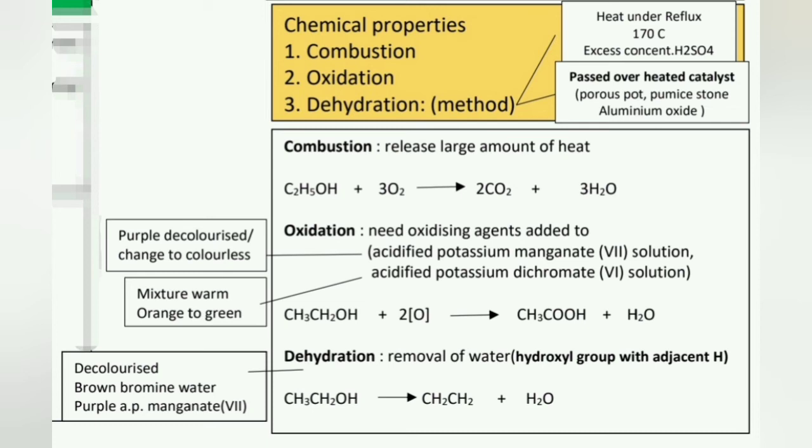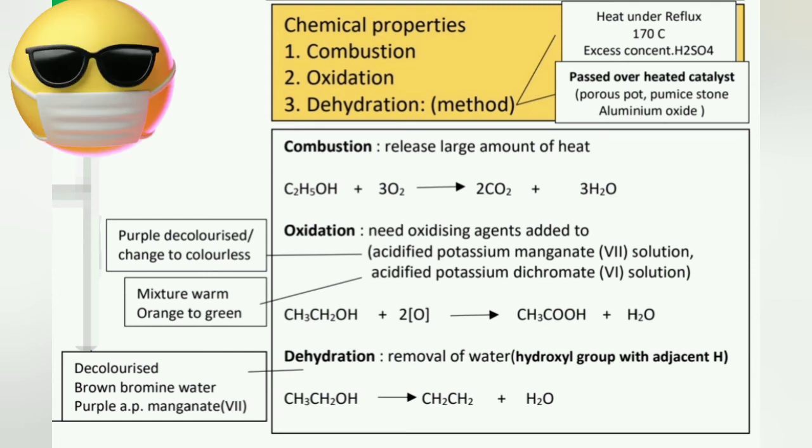There are two methods to carry out the dehydration of ethanol in the laboratory. Method number 1: ethanol vapor is passed over a heated catalyst such as unglazed porcelain chips, porous pot, pumice stone, or aluminium oxide. Method number 2: ethanol is heated under reflux at 170 degrees Celsius with excess concentrated sulfuric acid.